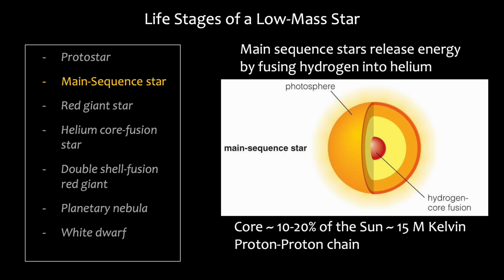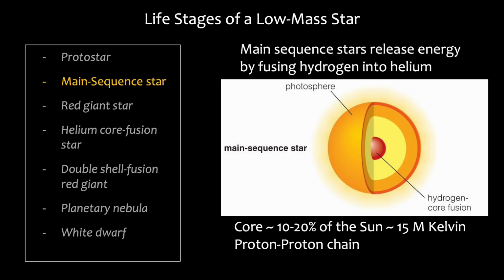The process fuses four protons into a helium nucleus with 2 protons and 2 neutrons, okay? A helium nucleus is 2 protons and 2 neutrons. And this process releases a tremendous amount of energy in terms of photons and other particles like neutrinos.